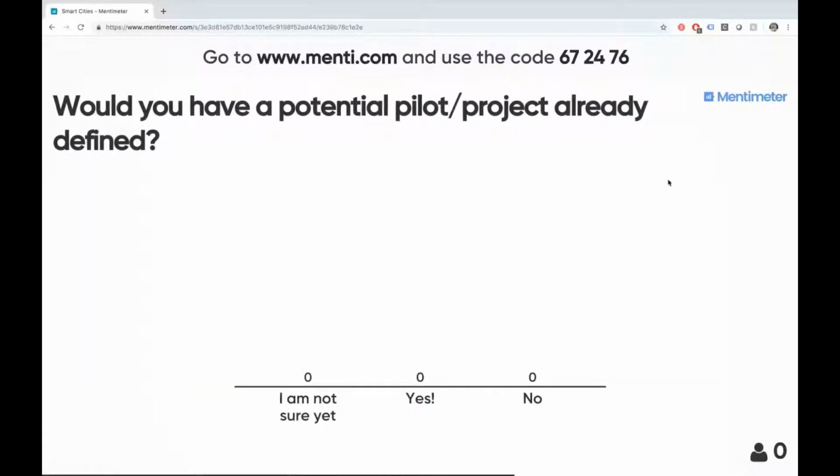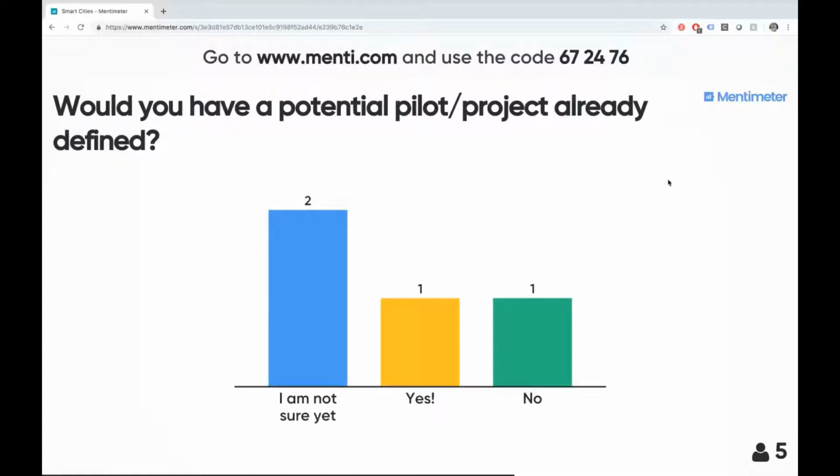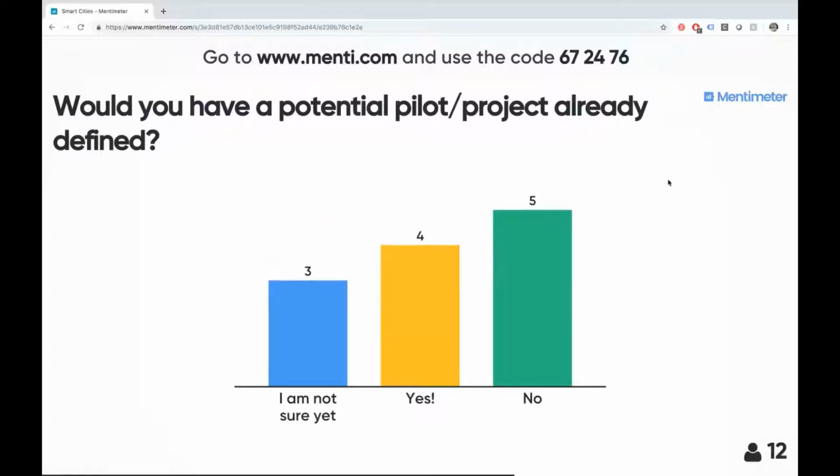Okay, so would you already have a potential pilot and project already defined? Yes, that's good. Okay, so we have 4 projects that are ready to start, 5 that are not sure yet. So I also invite the 5 people who are not sure yet to contact us via the service desk, and we will work with you to define whether there is applicability of BDTI for your case. I have 17 responses. I might be missing a few still. 10 more seconds and I'll move on to the next question.